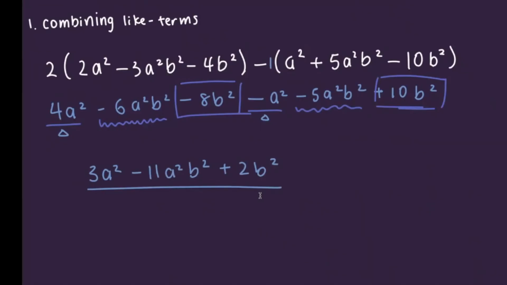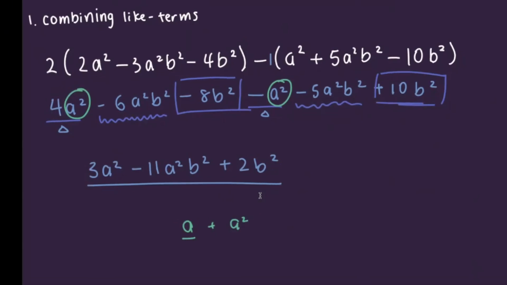Keep in mind that the variables have to be the same. You cannot add a and a squared because the variables are completely different. We cannot add a or ab because these two variables are different.